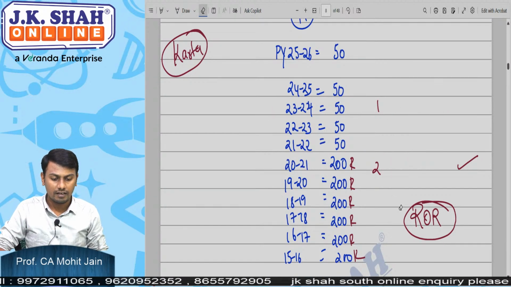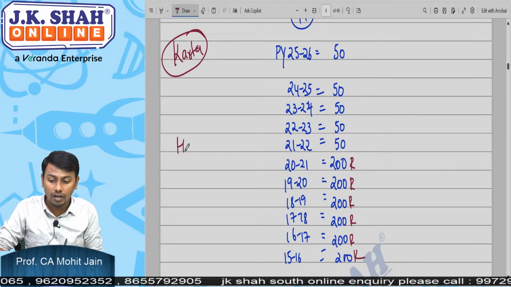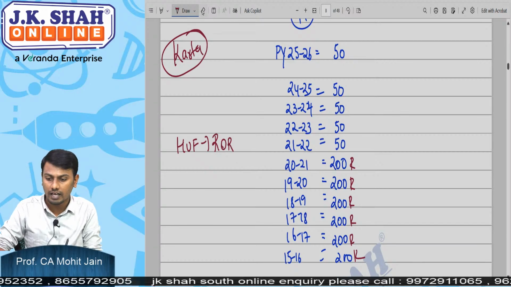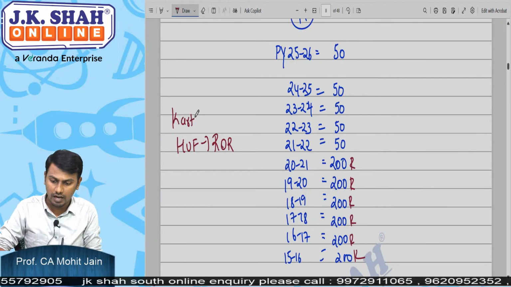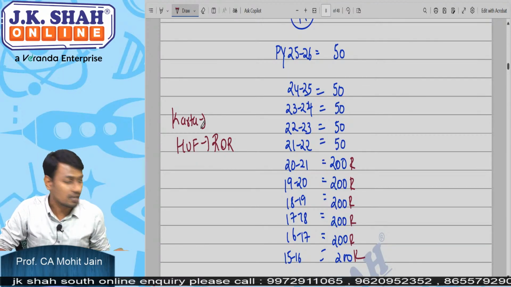Everyone try. What is the answer we got for HUF? ROR. No, please also determine it for Karta. Everyone please try. See, going right or going wrong is secondary. Trying is primary.